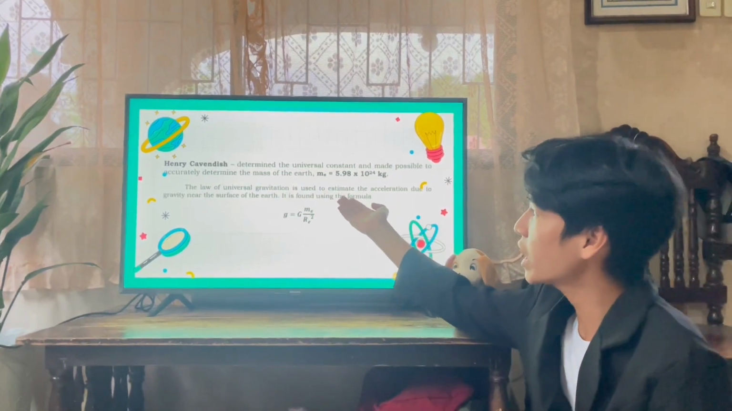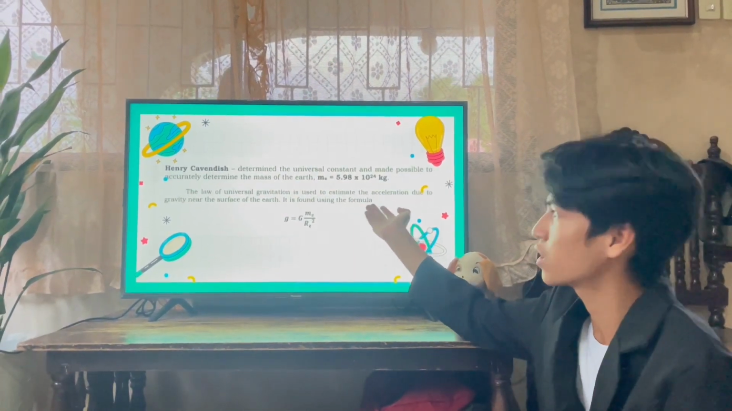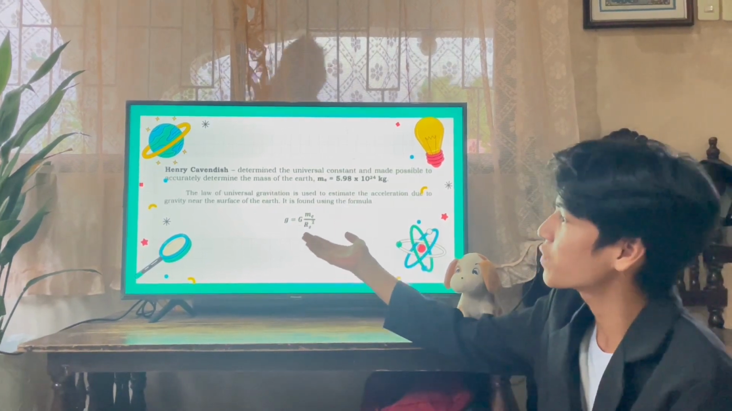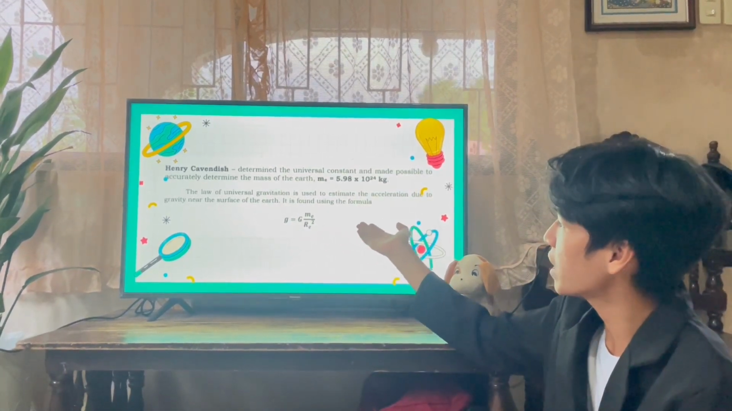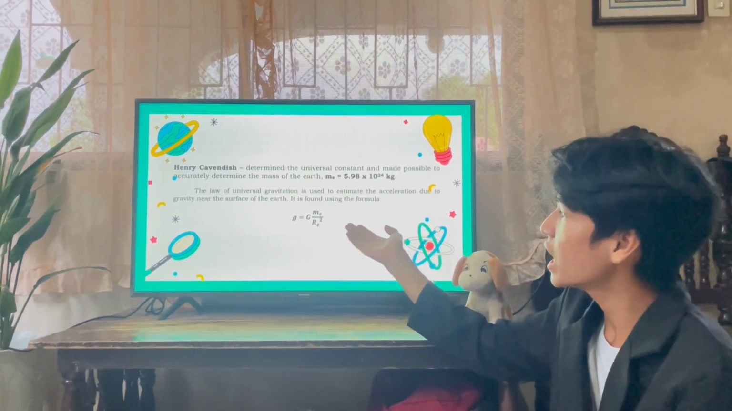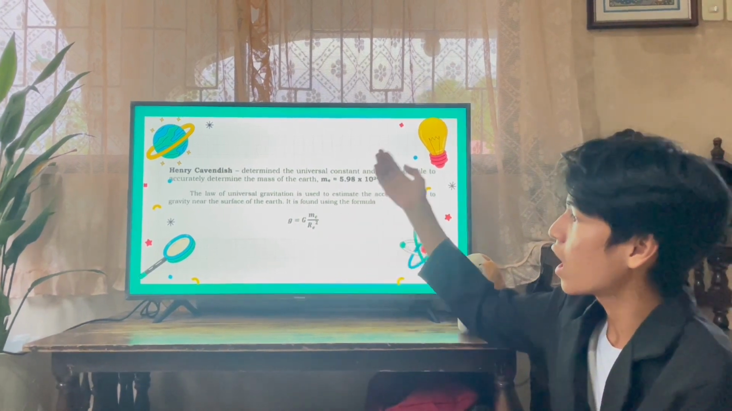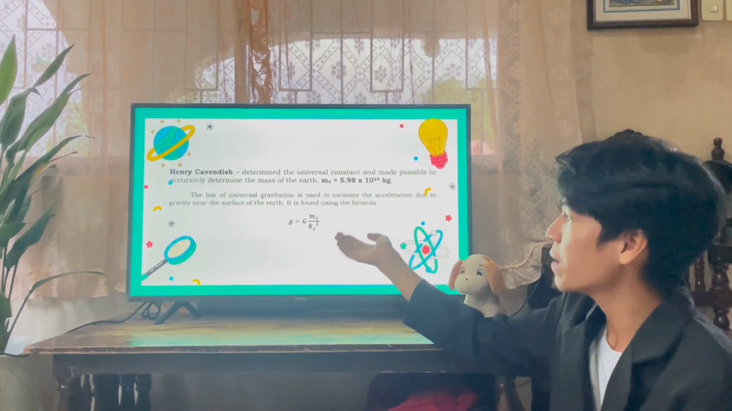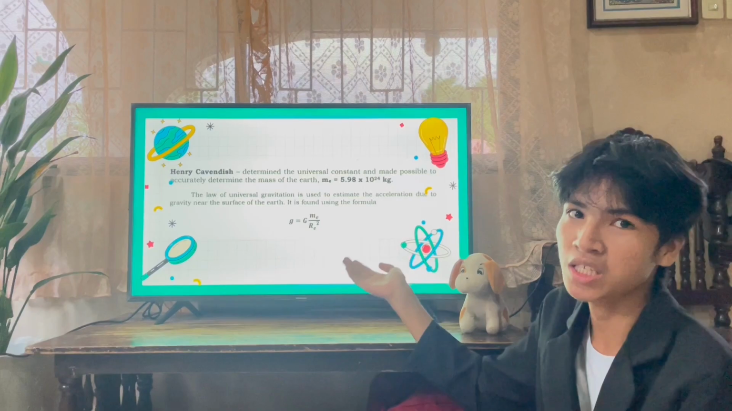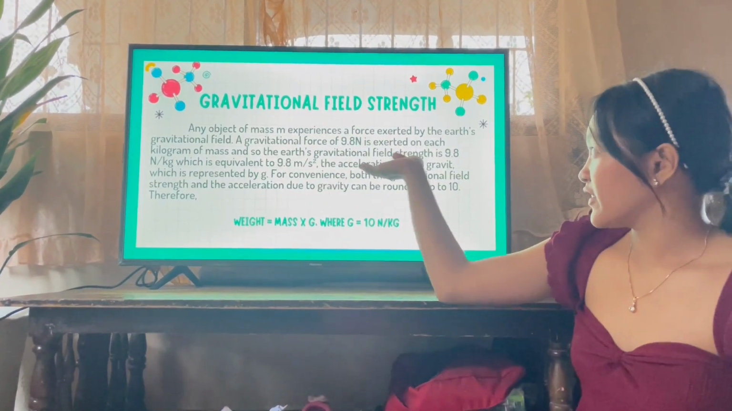The mass of the Earth, M_E, equals 5.98 × 10^24 kilograms. The law of universal gravitation is used to estimate the acceleration due to gravity near the surface of the Earth. It is found using the formula g equals uppercase G M_E over R_E squared. The next lesson is all about gravitational field strength.